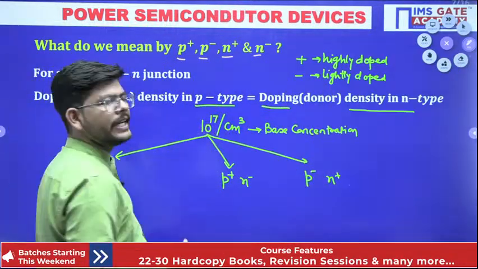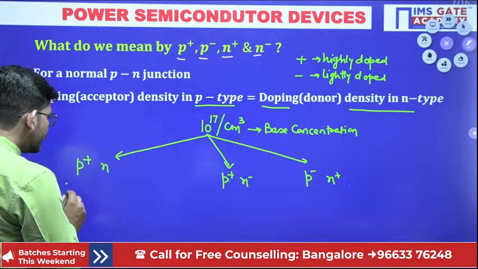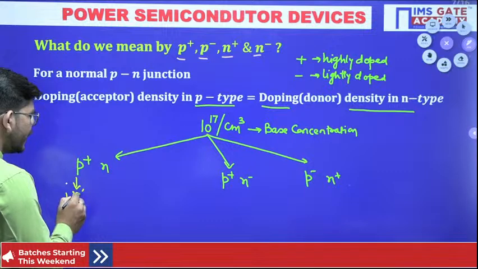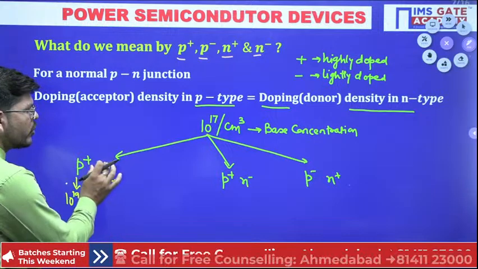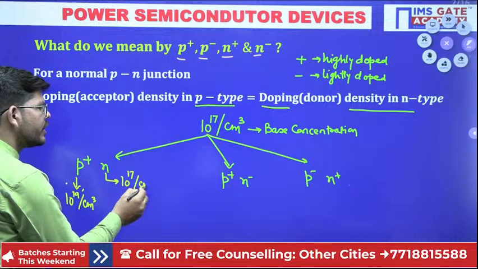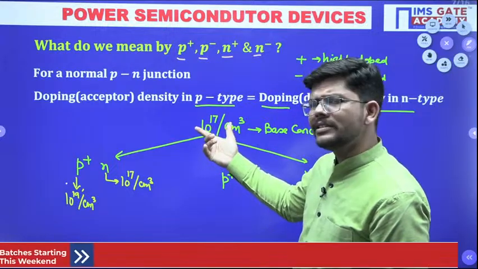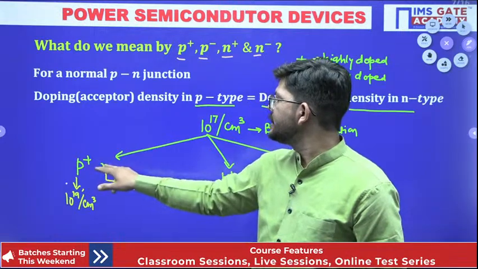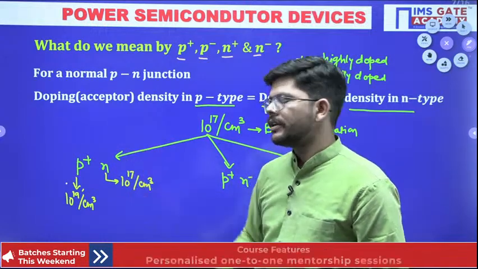10 to the power 17 per centimeter cube. P plus means we have a concentration more than that. So let us suppose in this case the P side has a concentration of 10 to the power 19 per centimeter cube, and the N side, because no plus or minus is written, has exactly the same concentration as the base. So if this is the base concentration, then the P side is highly doped and the N side is doped at the base level. So this junction will be called a P plus N junction.